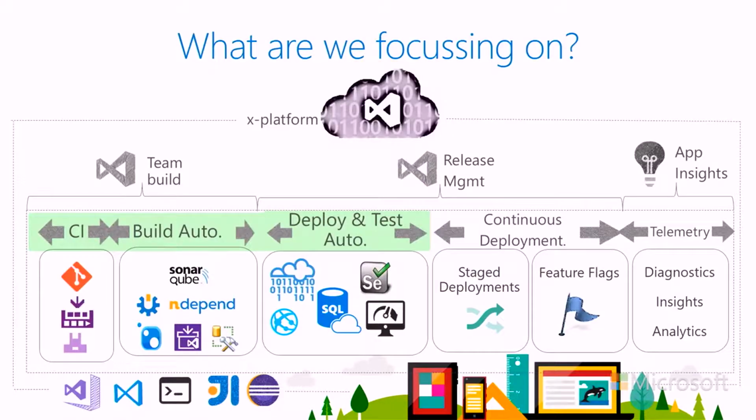So I've changed this picture again for Module 3 as we've covered CI, build automation, deploy, and test automation. We're going to focus on some of the practices of continuous deployment. And one that I'm personally very excited about is feature flags. And one that the product really allows you to do very easily now is staged deployments.